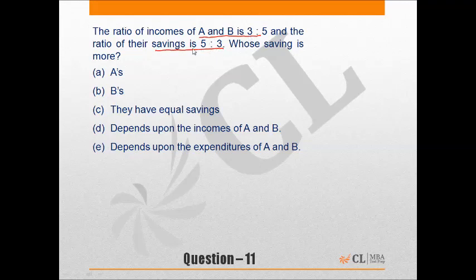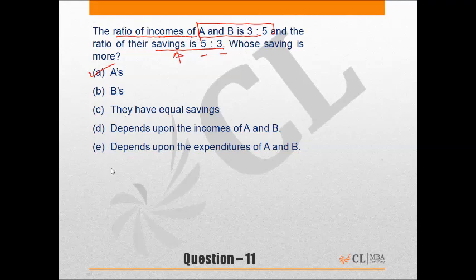Whose saving is more? Now this is a superfluous data. This does not require the ratio of incomes. When I am given ratio of savings is 5 is to 3, that means savings of A will be higher than that of B. For every 3 rupees that B saves, A is saving 5 rupees. So obviously A should be the answer. But somehow this question tends to confuse people because they are probably looking at ratio of income. There is a superfluous data that is not required.